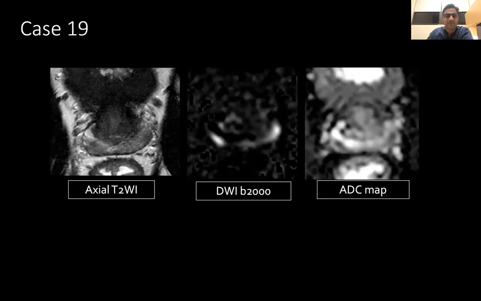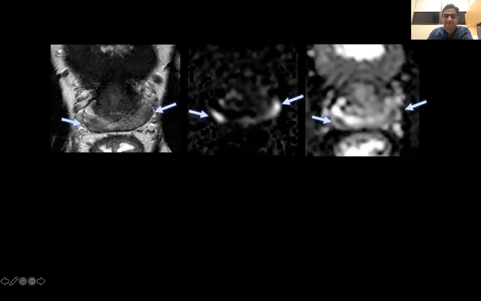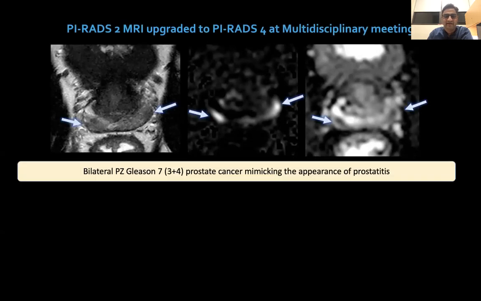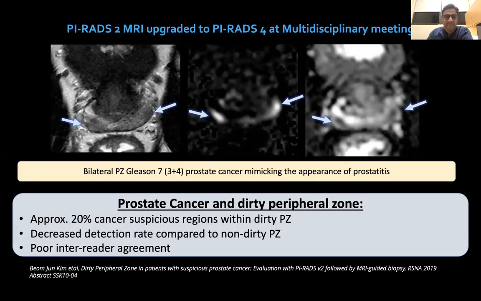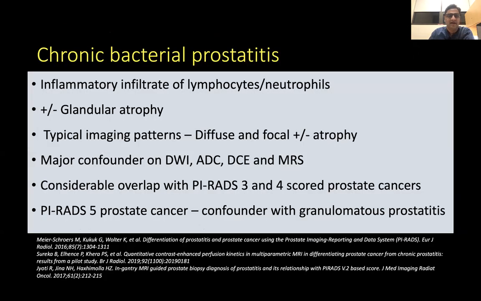And this is another patient with what looks like prostatitis on the T2-weighted imaging, but on the high b-value imaging there is marked restricted diffusion within, not all of that, but within that area. The biopsy turned out to be Gleason 7 prostate cancer. Approximately 20% of cancer-suspicious regions occur within this dirty peripheral zone, and they do decrease the detection rate and may create poor interreader agreement as well. So why do we have restricted diffusion with chronic prostatitis? Because of the inflammatory infiltrate.